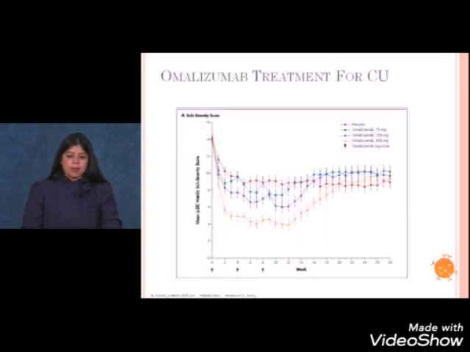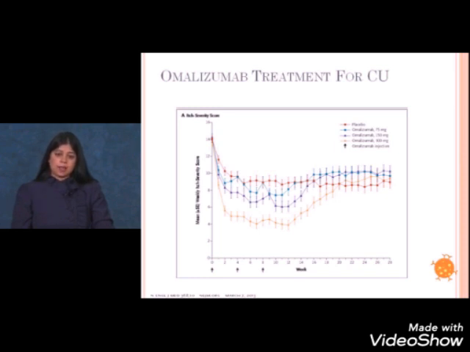Now, omalizumab, as you all know, is approved for the treatment of allergic asthma, but it was recently approved for the treatment of chronic urticaria. This is a nice study that was published in the New England Journal of Medicine a year ago, looking at omalizumab for the treatment of chronic urticaria. Here we see the itch severity score. They had omalizumab 300 milligrams monthly, 150 milligrams monthly, 75 milligrams monthly, and a placebo.